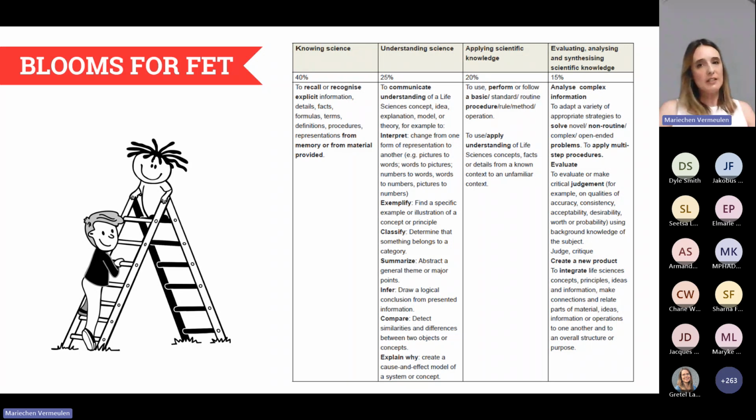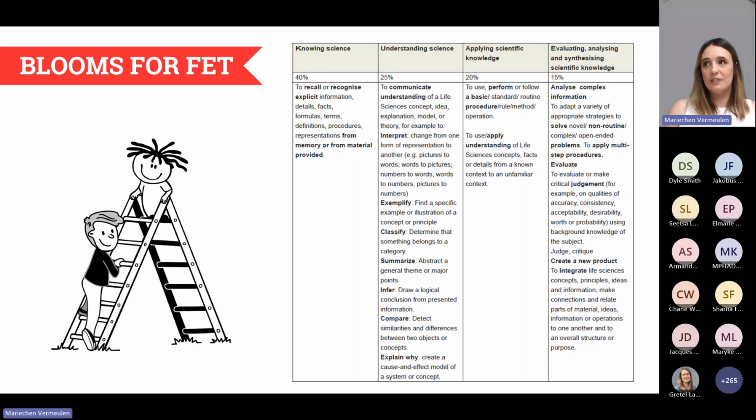So I mentioned that we did a similar webinar for the FET phase last year. And as I was preparing for this webinar, I noticed a discrepancy in the way that Bloom's is approached in the FET compared to the senior phase. And I think it's confusing and it has to be addressed in some way.